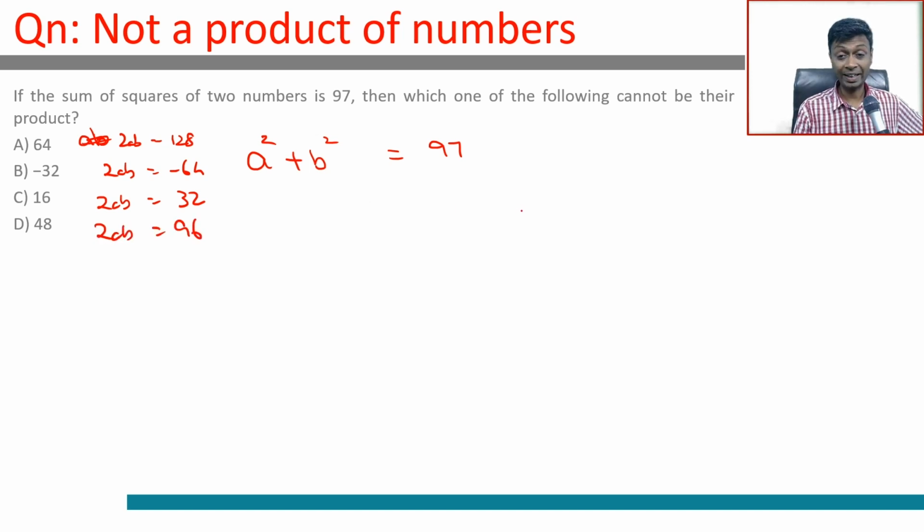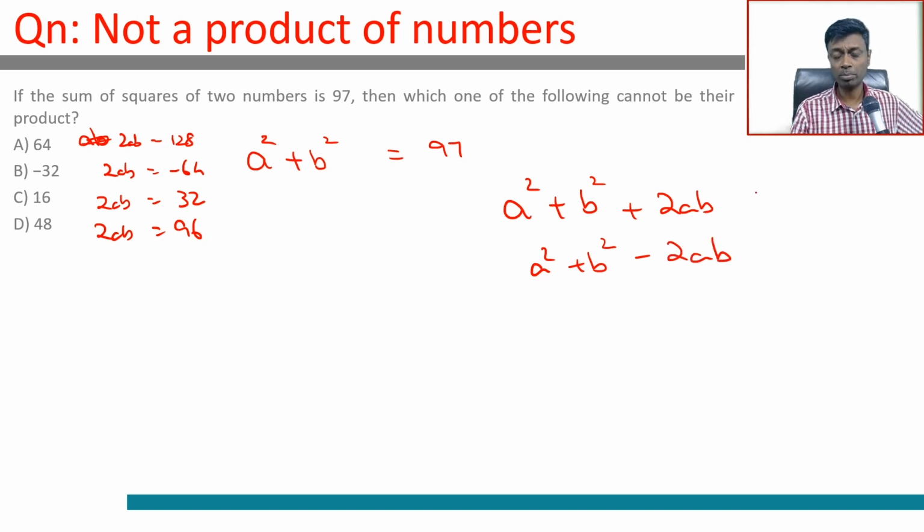Why am I doing this? Because I can think about A square plus B square plus 2AB, and A square plus B square minus 2AB. A square plus B square plus 2AB should be greater than or equal to 0, because this is A plus B whole square. A square plus B square minus 2AB should be greater than or equal to 0. This is A minus B whole square. 97 plus 128 works. 97 minus 128 does not work. It cannot be 64. The rest it can be.